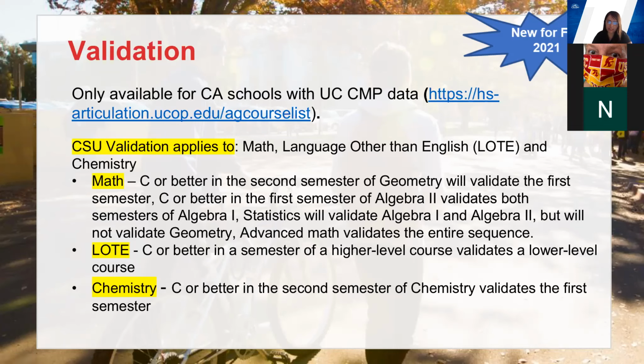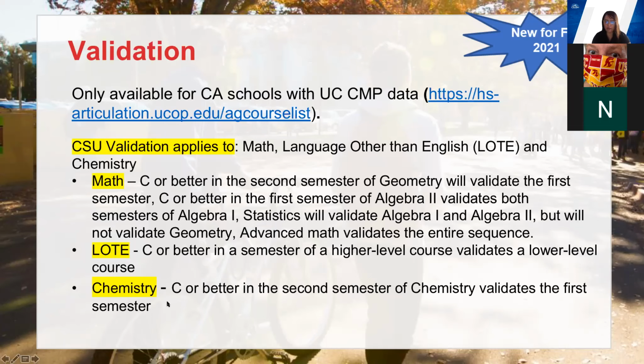Language other than English. It does have to be a second year of a language other than English. So just making sure you're in that second year of Spanish, second year of French, and that the second semester of that second year you earned a C or better, so that it completes the entire language other than English requirement. Specifically for chemistry, this validation rule also applies. So let's say, for example, your first semester of chemistry, you earned a D, but the second you earned an A. The second semester of your chemistry would validate your first, which means that you have met 1 year of your physical science. So again, just important to note.